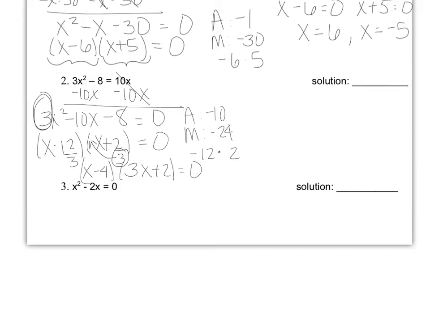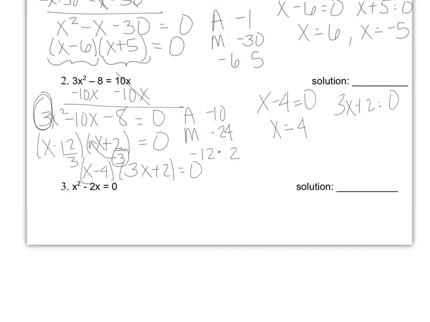Okay, so since we're done with factoring now, we're going to set each factor equal to 0 to solve. So x minus 4 equals 0, and 3x plus 2 equals 0. So this first one, x would equal 4, because you would just add 4 to both sides. 4 minus 4 gives you 0.